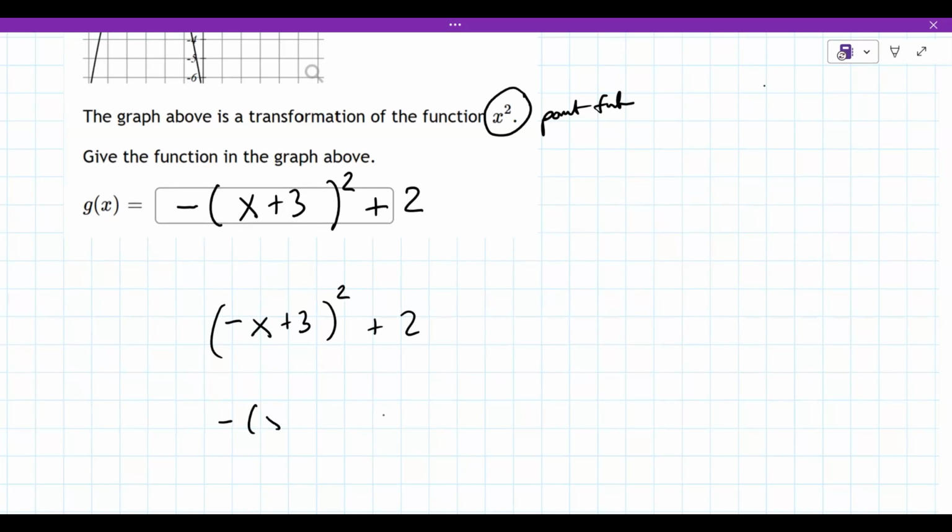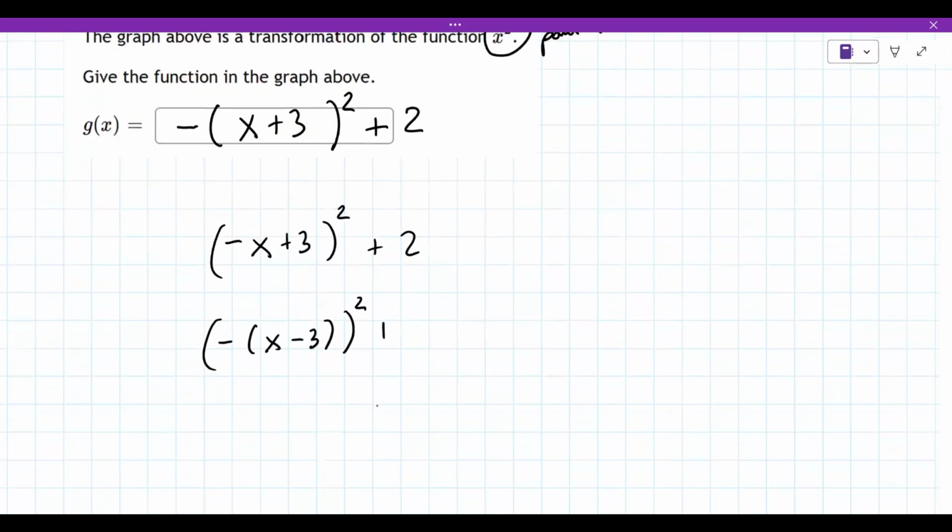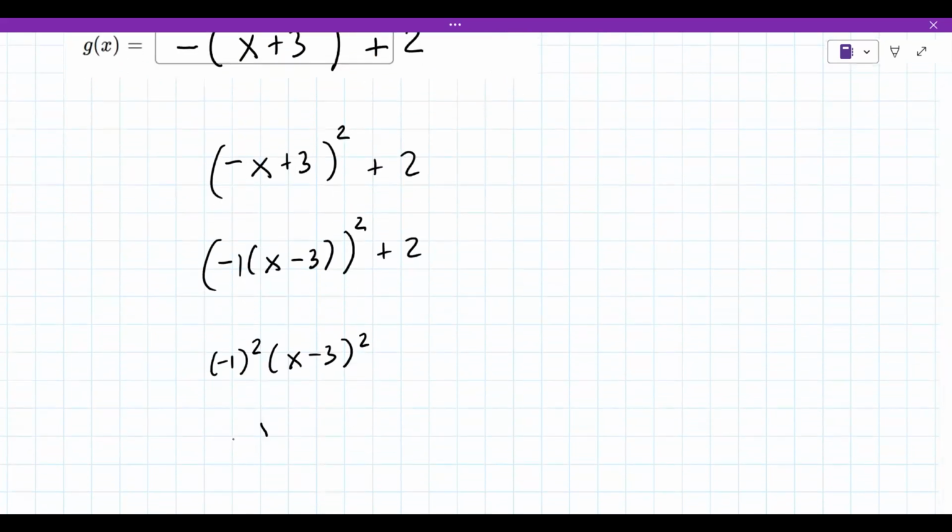You would factor out a negative from both things inside the parentheses, and then you would square both of them. So it would be -1 squared times x minus 3 squared, and -1 squared goes away. So it would just be x minus 3 squared plus 2. Notice the key difference is that instead of being left 3, it would now be right 3.